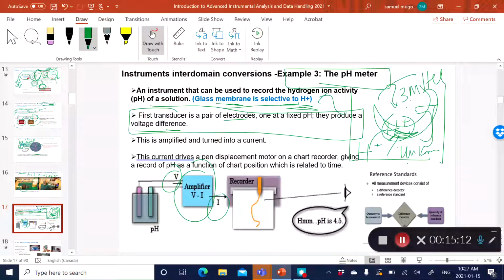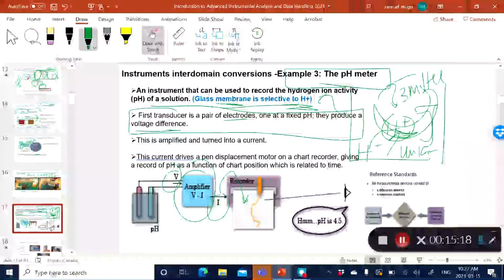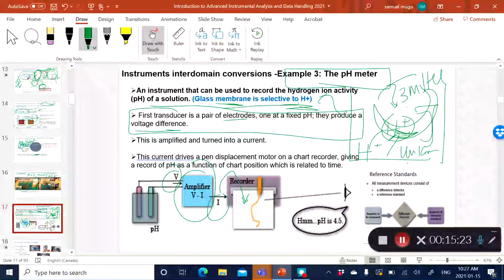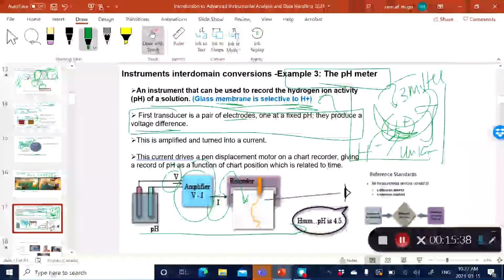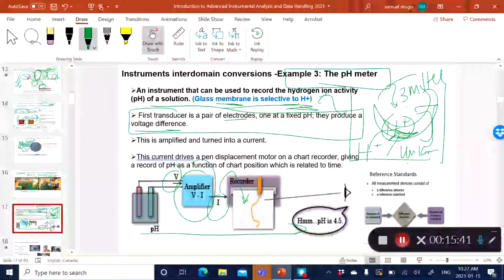And as I've said before, you can just use a pen recorder if at all you're going analog. Otherwise, you can go digitizing using an appropriate digitizer. And again, that shows you the different type of interdomain conversion when you're making an instrument, such as a pH meter. As I've emphasized, you must make sure the transfer functions are known, so that the relationship is proportionally linear.